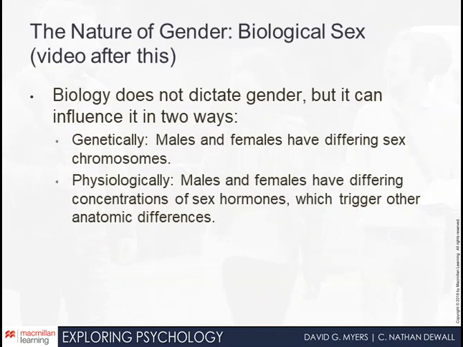Biology does not dictate gender, but it can influence it in two ways. First, genetically: males and females have differing sex chromosomes. They're the same except for one chromosome, the sex chromosome. Physiologically, males and females have differing concentrations of sex hormones, which trigger other anatomic and biological differences.